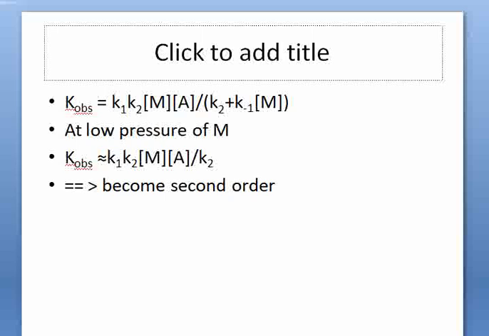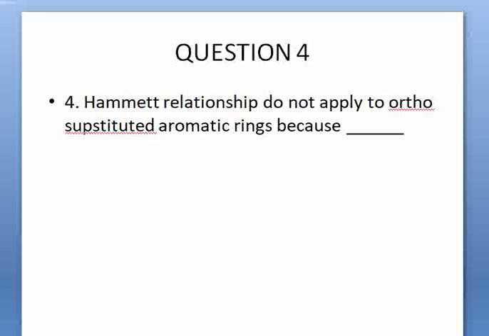I'll go to the fourth question. A Hammett relationship does not apply to ortho-substituted aromatic rings. We know the Hammett relation is the relationship between the ratio of the rate constant of the substituted benzoic acid or any aromatic system to that of the unsubstituted aromatic. This relation is useful only for meta and para substitutions.